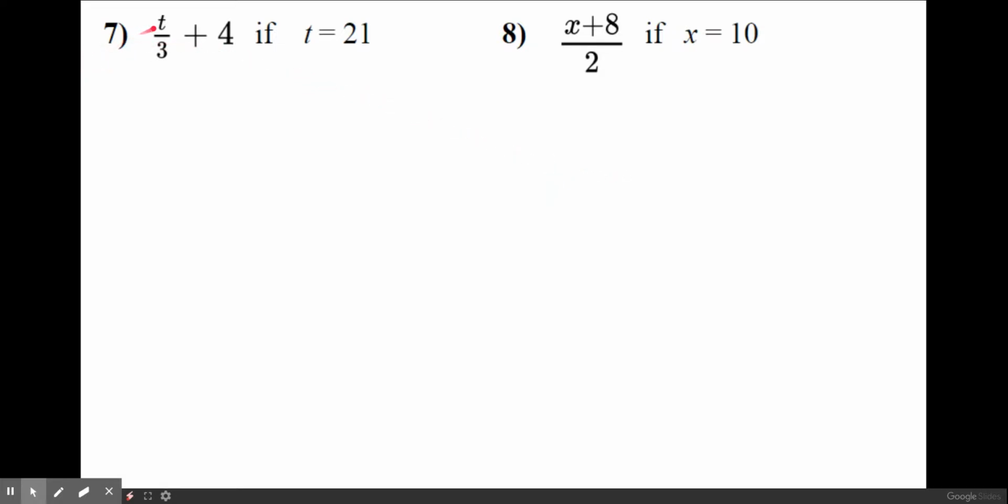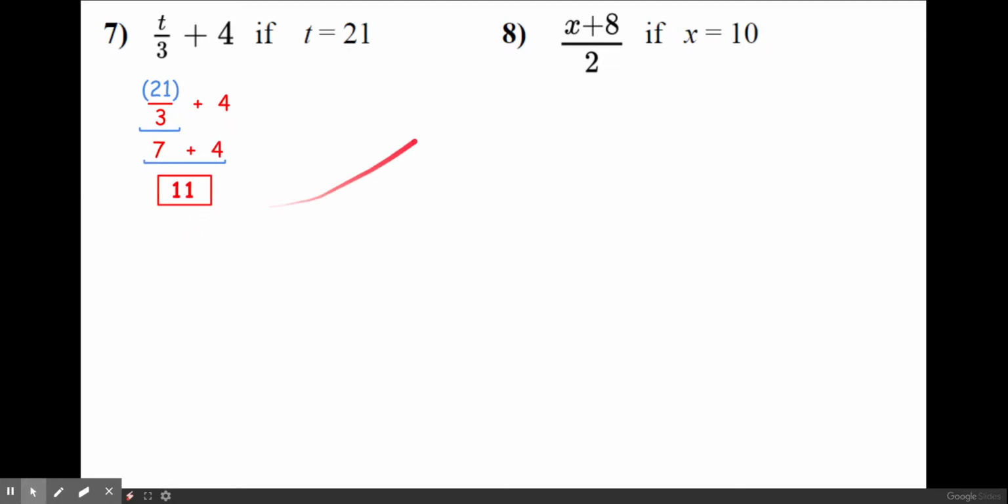Let's take a look at number 7, t over 3, or t divided by 3, plus 4. If t equals 21, now replace t with 21. Bring down the 3, bring down the plus sign, bring down the 4. Now we simplify. 21 divided by 3 is 7. Bring down the plus, bring down the 4. 7 plus 4 is 11.